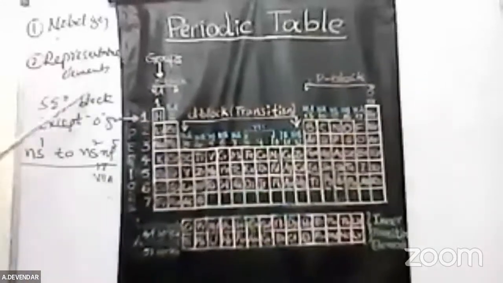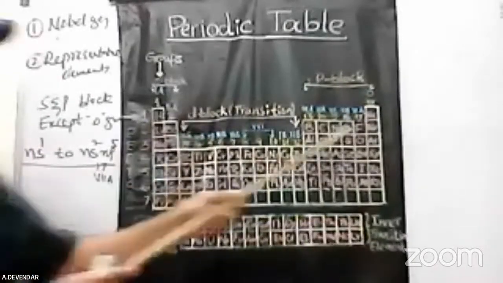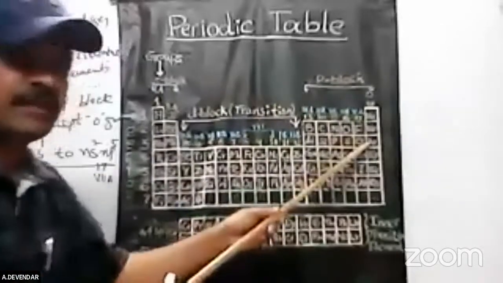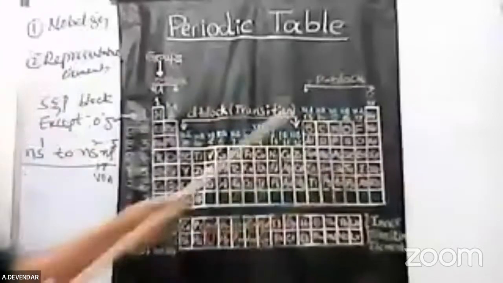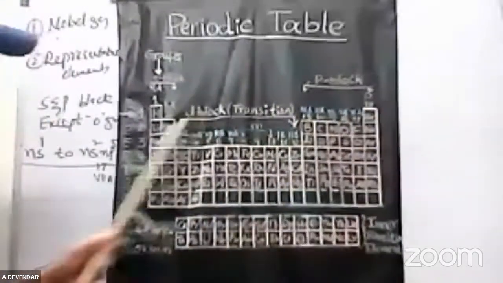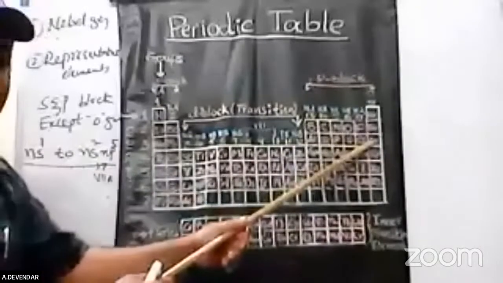But here the representative elements do react. Why? Because the first group element lithium reacts with chlorine, and lithium chloride salt is formed. Sodium reacts with chlorine, sodium chloride. Sodium reacts with bromine, sodium bromide. Sodium reacts with iodine, sodium iodide. Potassium reacts with chlorine, potassium chloride. Potassium reacts with fluorine, potassium fluoride. Like that, barium reacts with chlorine, barium chloride.